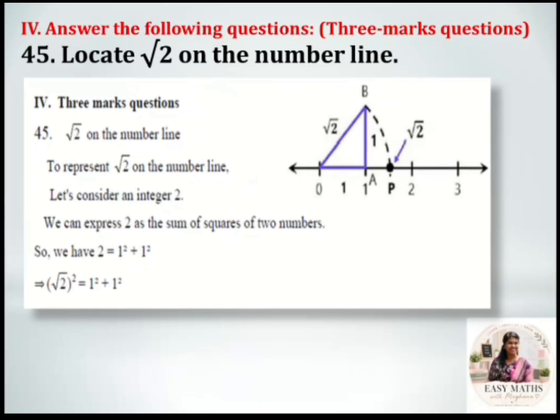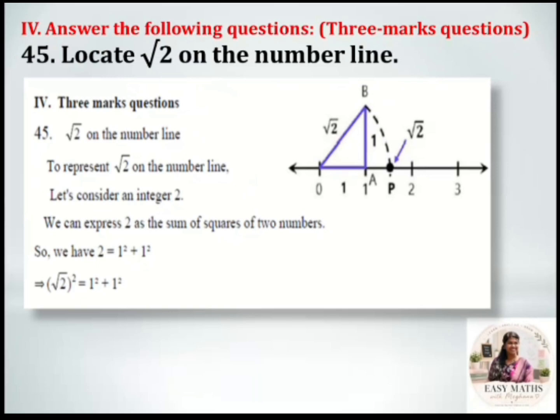So take only 1 inch distance from 0 to A and A to B. After that, mention 1 inch distance, and from 0 to B, put an arc here. So that arc, which is the point P, is nothing but what is called root 2. For the construction, you will get 1.5 marks, and after that, you have to apply the Pythagoras theorem to prove. You will get the answer as root 2.